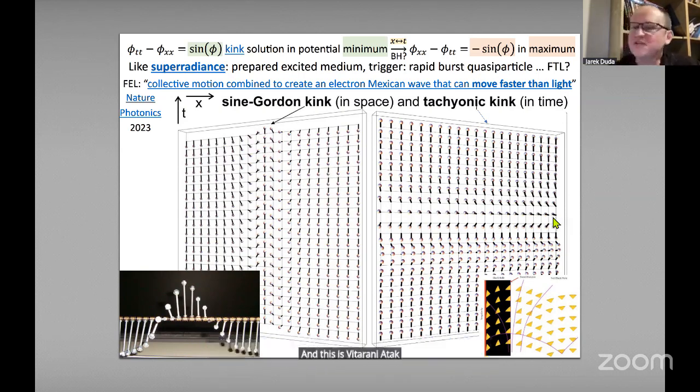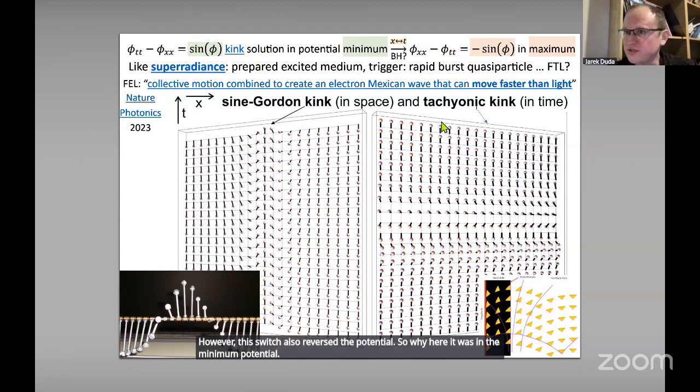So generally, tachyons are allowed by field theories. However, this switch also reverses the potential. So while here it was in the minimum of the potential, now it's the maximum of the potential. So that's the difficult part. You would need to make the field sit around the maximum potential.